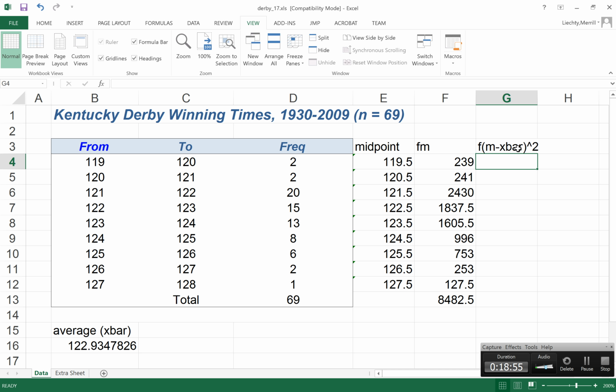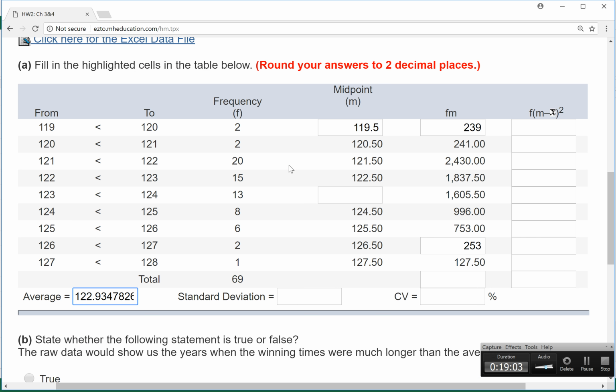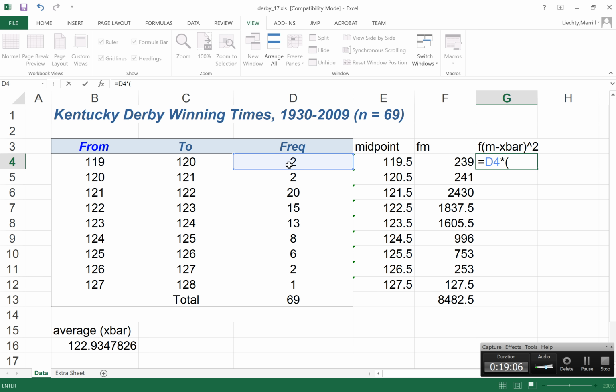So we're going to come over here and we're going to say f times m minus x bar quantity squared. So how do I get this? This is going to be equal to f times the quantity m. What's m? It's the midpoint, minus x bar, which is 122.93, and then I'm going to square that. Okay, so that's going to give me that first value, 23.59. And what's going to happen if I copy this the rest of the way down? Is it going to give me what I want?